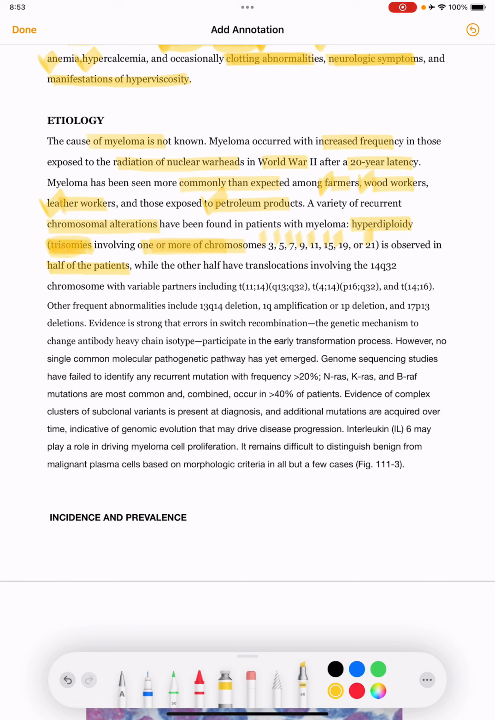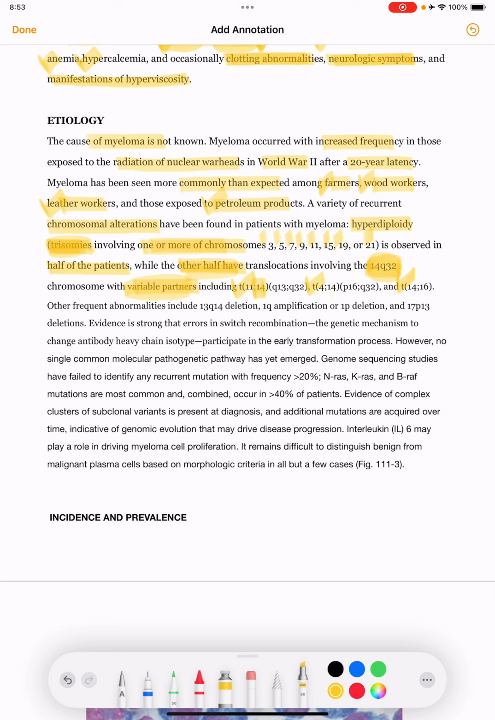The other half have translocations involving the 14q32 chromosome with variable partners, including t(11;14), t(4;14), and t(14;16).